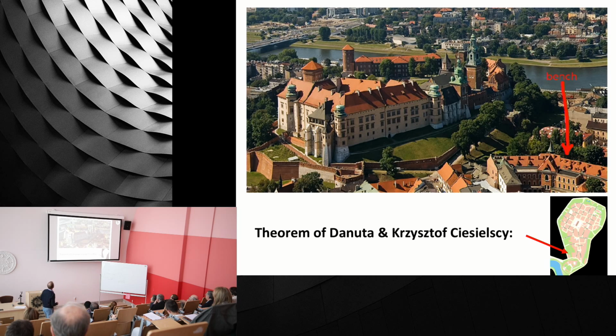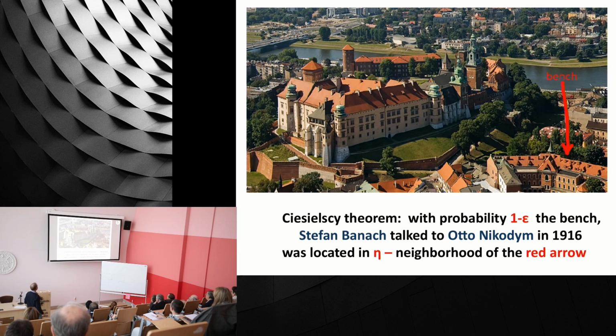This is the theorem of my friends Danuta and Krzysztof Ciesielski. It goes like this. With probability 1 minus epsilon, the bench where Stefan Banach talked to Otto Nikodym in 1916 was localized in the eta neighborhood of the red arrow. So you see it's a very precise statement. However, they still work on the functional dependence, epsilon of eta, which is unknown. Yes, this is the question, exactly. They're still working on it. However, why is this important? Because they were talking, we know now, about the Lebesgue integral, and then Steinhaus was passing by.